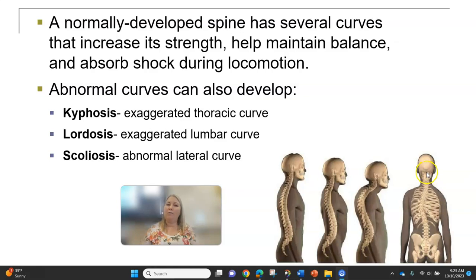And then we're probably all familiar with scoliosis, the most common skeletal deformity, where you have a lateral curvature. A normal spine should not have any lateral curvature. It should be straight from the base of the skull down to the sacrum. But here we can see a little lateral curvature, which can usually be corrected with physical therapy, bracing, or sometimes surgery.